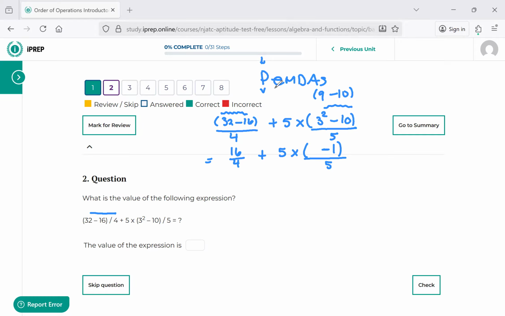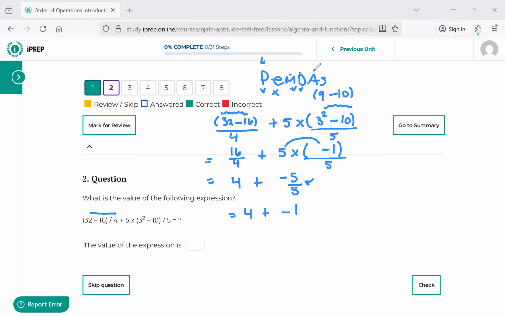Now we've got to start PEMDAS all over again. So do we have an exponent? No, we don't. Do we have a multiplication? Yes, we do. Do we have a division? Yes, we have this. We have it at the same time. So go from left to right. So we have a division here. 16 divided by 4 is 4 plus, and then we have a multiplication and division. So 5 times -1 is -5 over 5. Okay. And then we're still continuing the division. So what's -5 divided by 5? -1. Okay, now we did the multiplication and division.